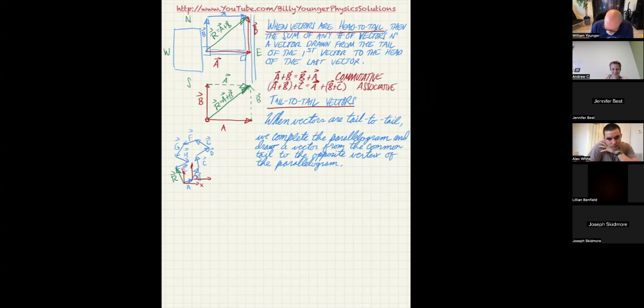Then after you put down B, you draw another coordinate system here and here, and then another one here and here, and then another one here and here, and so on and so forth. That's all it takes to add any number of vectors graphically. And then you can just, of course, measure that length right there, and that'll give you the magnitude and direction of the vectors.